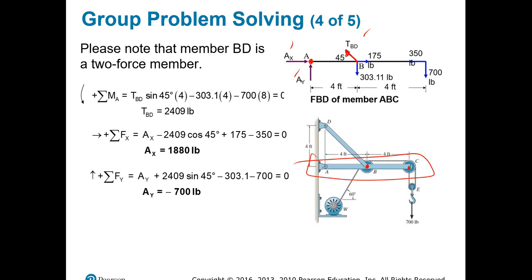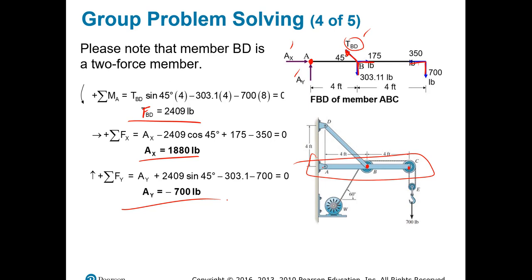If you do moment around A, you will realize that AX and AY don't do any moment, and therefore you can have a single equation that will give you the result of TBD, because you already have this and that. And if you solve your equations around A, you will get tension BD or force BD, if you want to call it that way. Then once you do that, you can do sum of forces in the X direction in order to find AX, and then sum of forces in the Y direction in order to find AY.